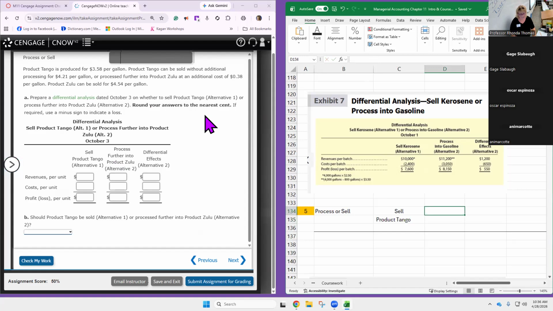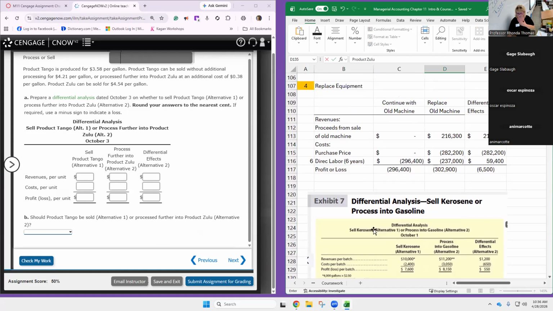Okay, and then process further. In fact, this used to be called process further in my mind, and they always use the word further when they use the word process. So further into product Zulu. Okay, and then the differential effects.